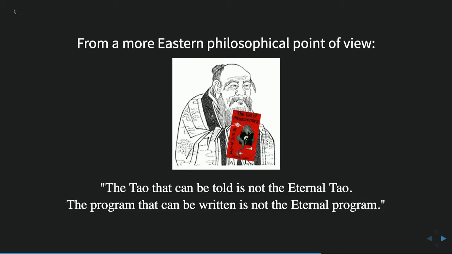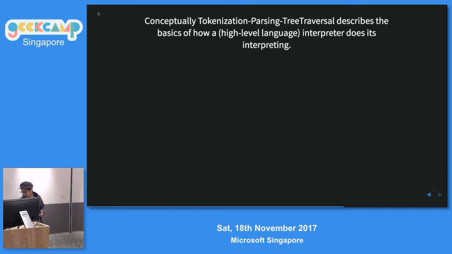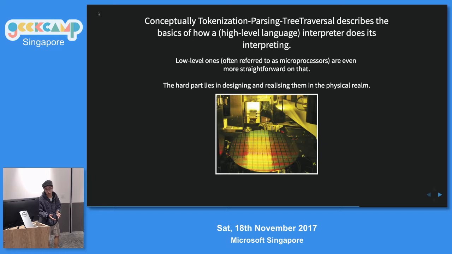And conceptually, tokenization, parsing, and tree traversal describe the basics of how a high-level language interpreter does its interpreting. So the low-level ones are often referred to as microprocessors. They're even more straightforward than that, just allocating memory, just pushing the stack, things like that. But the hard part lies in designing and realizing them in the physical realm.